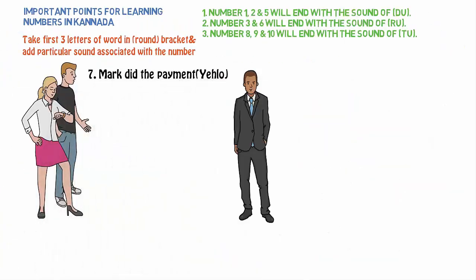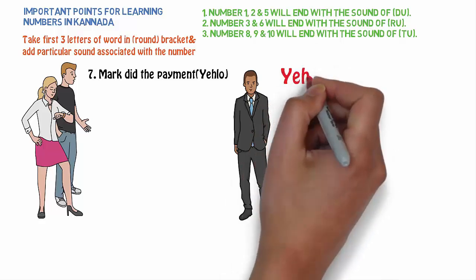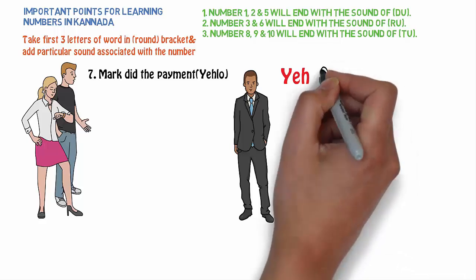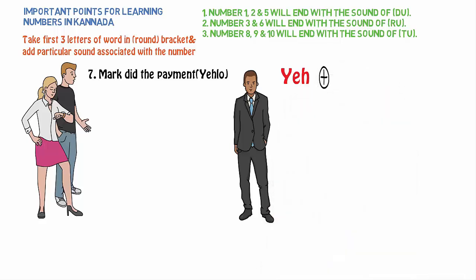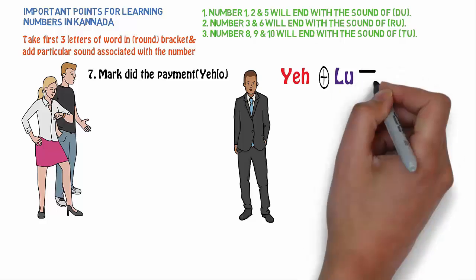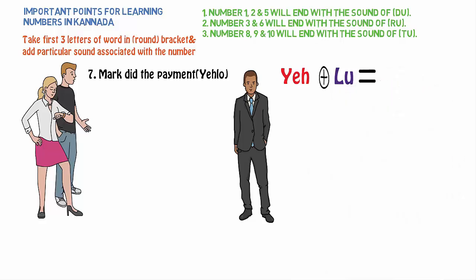Coming to our next line of conversation, when he said it's time up, Mark finally gave up and he said okay, take this payment. Ideally he was not supposed to pay but he still paid. So the keyword we have over here is yellow. Yellow is a Hindi word for ticket. So we'll take the first 3 letters of yellow, Y-E-H, and then we'll add the kind of sound which is associated with it, which will be Lu, L-U. So number 7 in Kannada will be Yelu. In fact you can take complete yellow also.